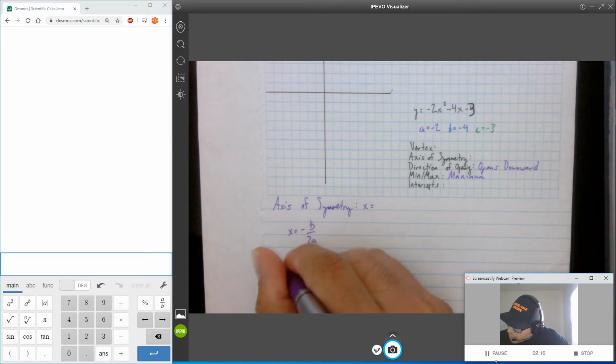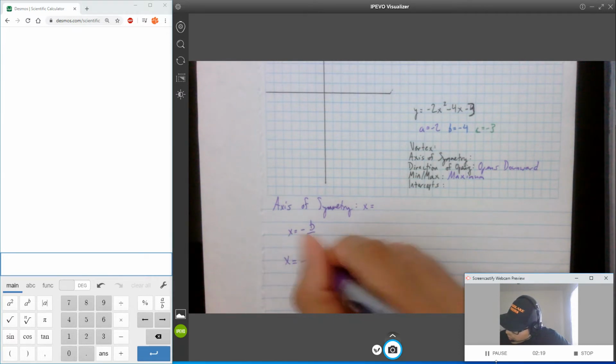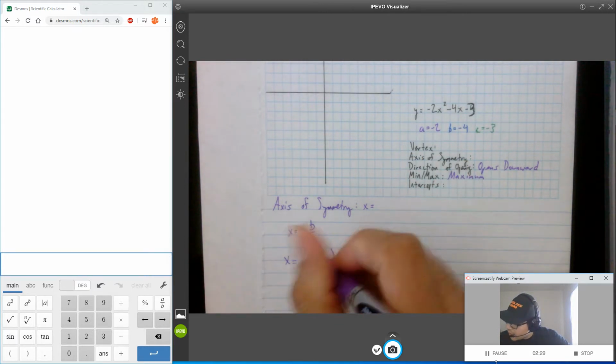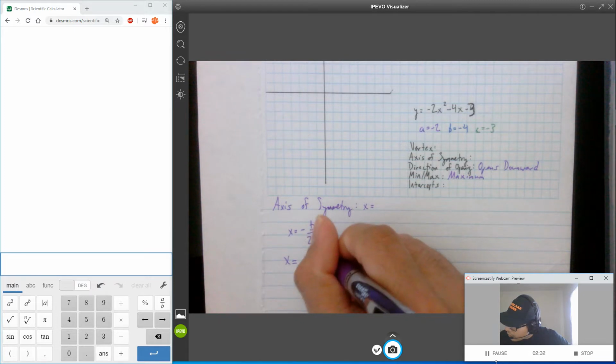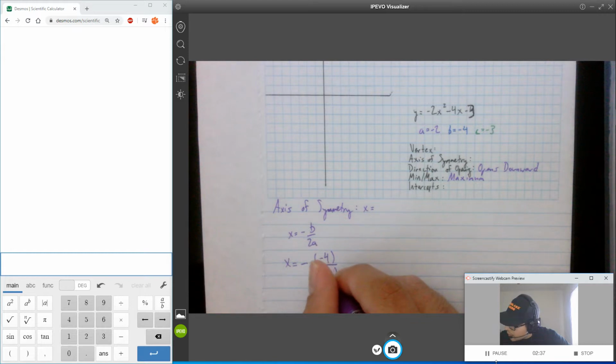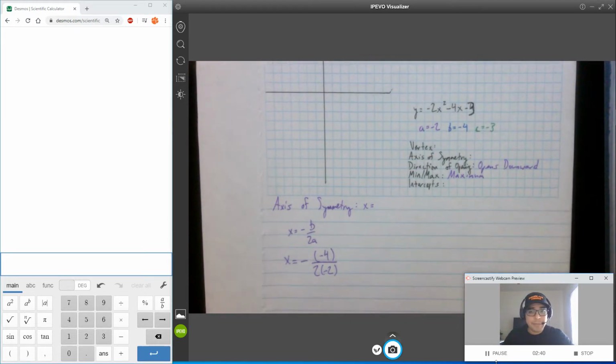So x is going to be equal to the opposite. Anywhere there's a variable, I'm going to put parentheses, that way I get the correct values. So b is -4 all over 2 times -2. I'm going to go ahead and enter it exactly how I see it here, and check it out on my calculator. I'm using the scientific calculator from Desmos. I recommend using this one. It makes it a lot easier and clearer for me.